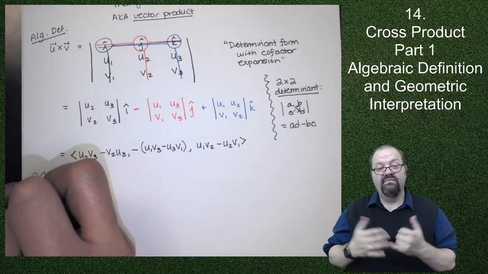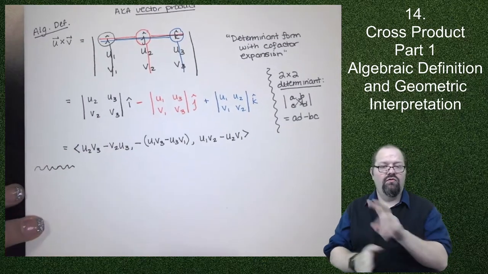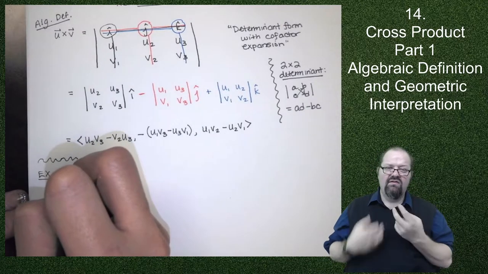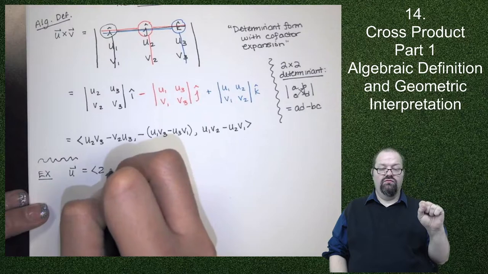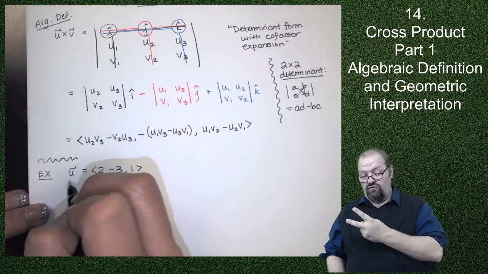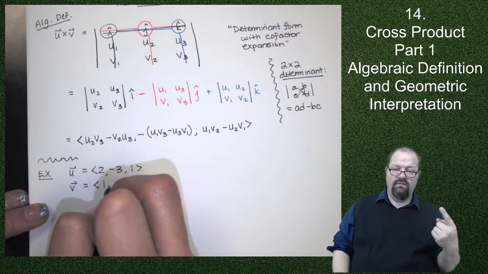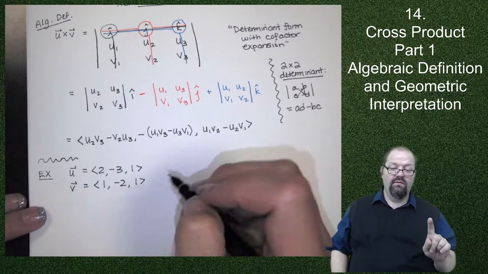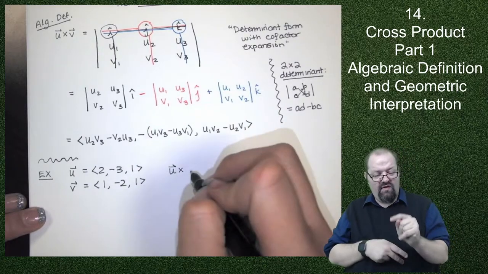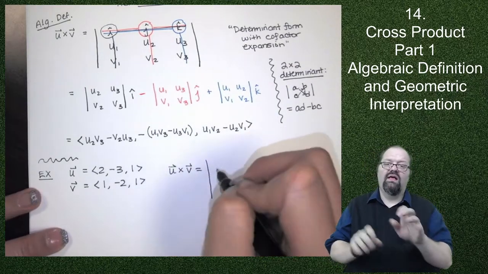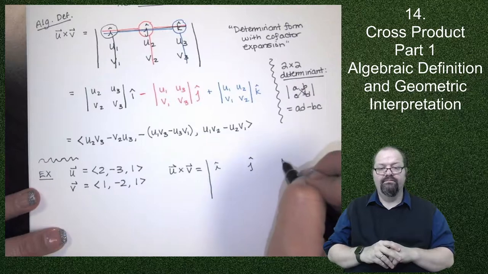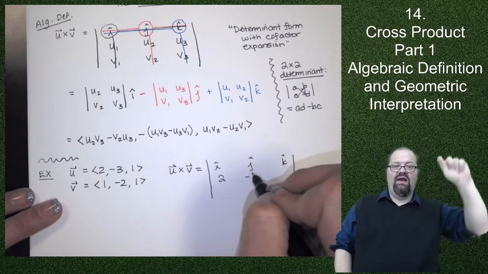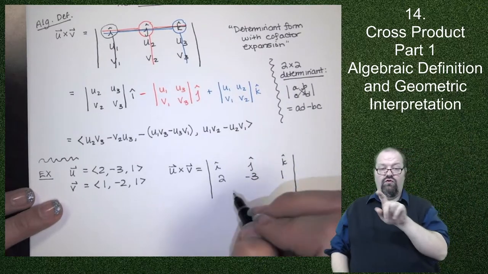So let's practice before we get into the geometric interpretation. Let's say I've got two vectors. One is 2, -3, 1, and the second vector is 1, -2, 1. That's u and that's v. And we want to compute the cross product using this determinant form. So I write i hat, j hat, and k hat in the first row, list the components of u in the second row, and list the components of v in the third.